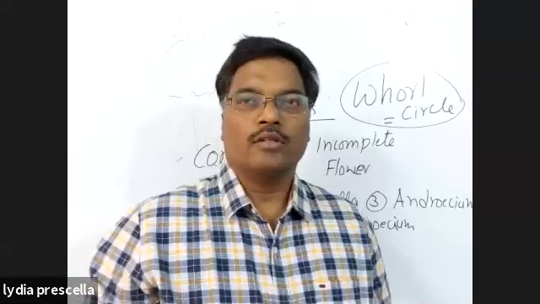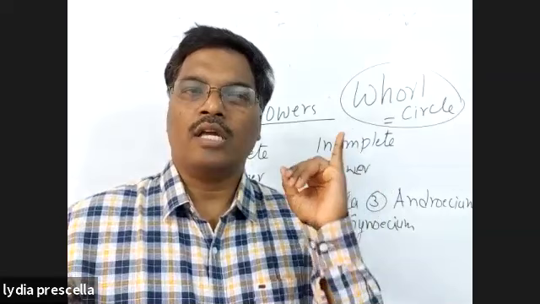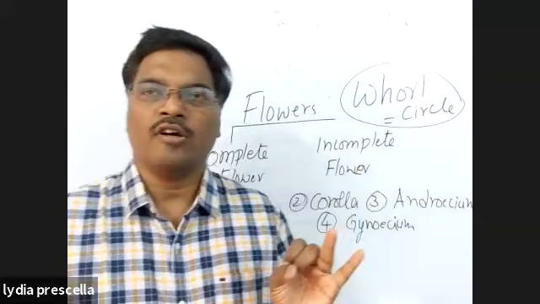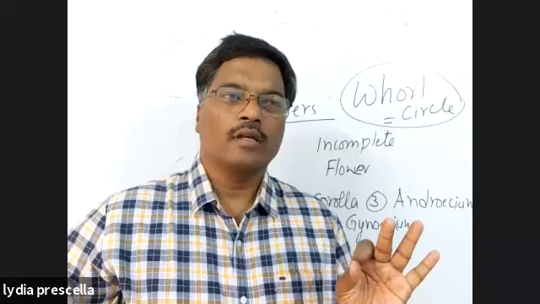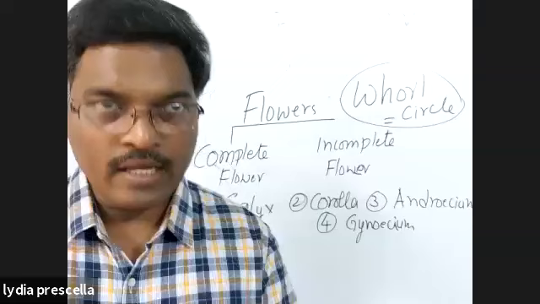So these are the four points. The fifth point I will tell. What is the first point? Corolla is the second whorl of the flower. Number two, it is a collection of petals. Number three, it is very colorful and it attracts insects for pollination. These are the three things. But according to this, calyx and corolla, you must understand two things.